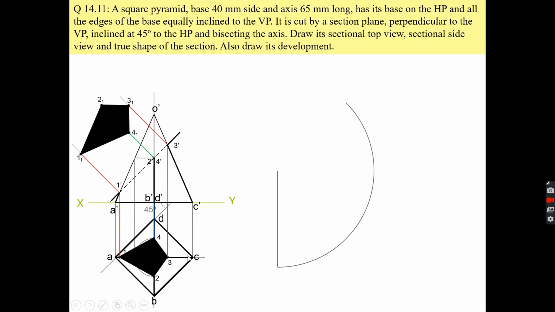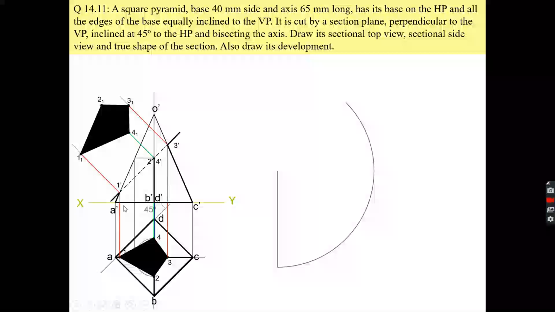So lengths are true length. But in the front view, AB, AD, and CB and CD are not showing the true shape of the base, because these lines AB, CD, and CB are inclined to the XY line, and whenever any line is inclined to any plane, if you draw the position of the line on that plane, you will not get the true shape.